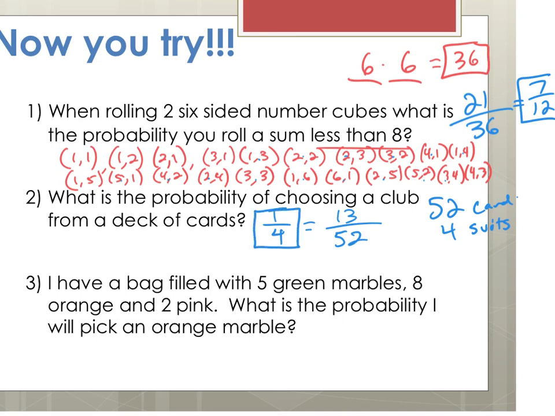In the last one, you have a bag of marbles again. What's the probability that you pick an orange one? So first we have to figure out how many total are in the bag. If we have 5 green, 8 orange, and 2 pink, adding those up gives you a total of 15 marbles. And if we're trying to find the probability of an orange, then that would be 8 out of the 15 total. And notice we can't reduce, so 8 out of 15 is our answer.